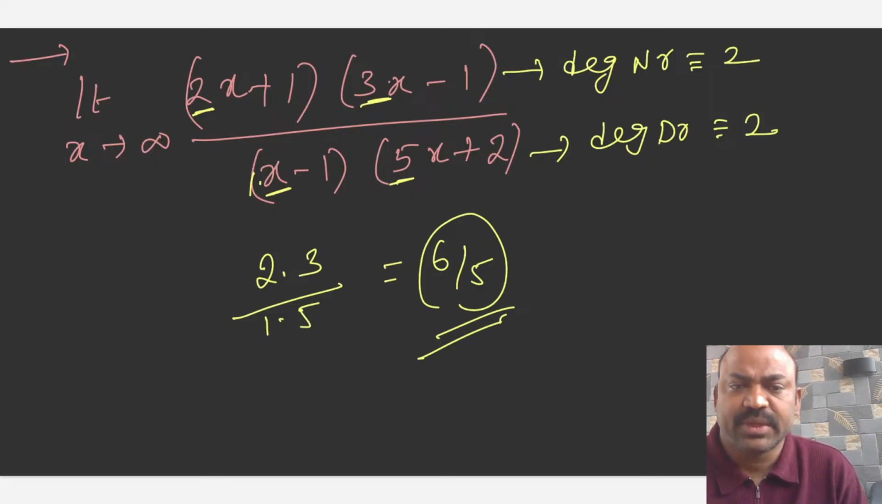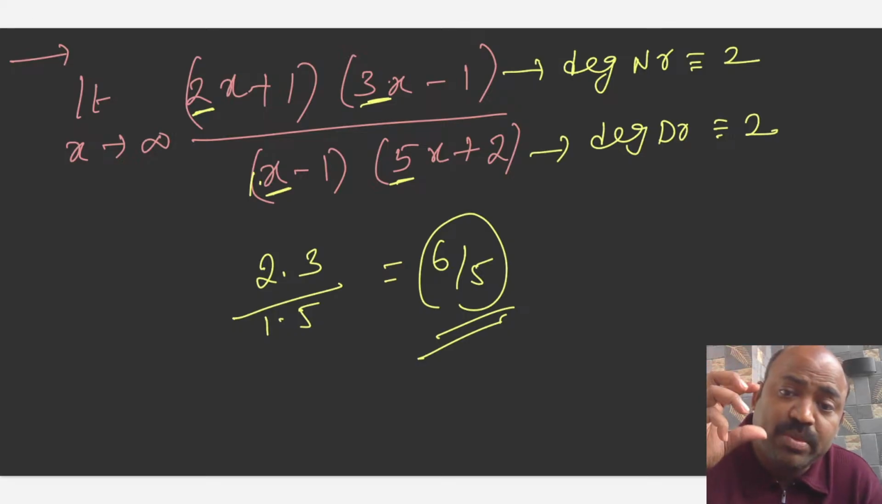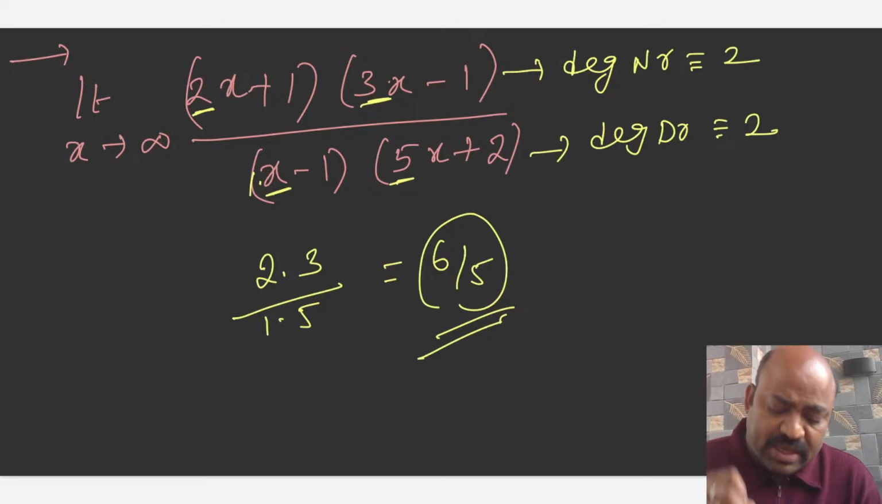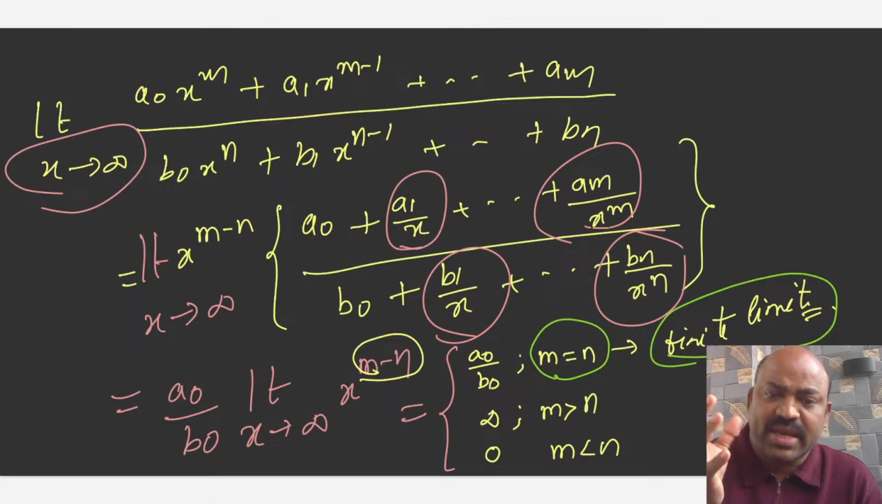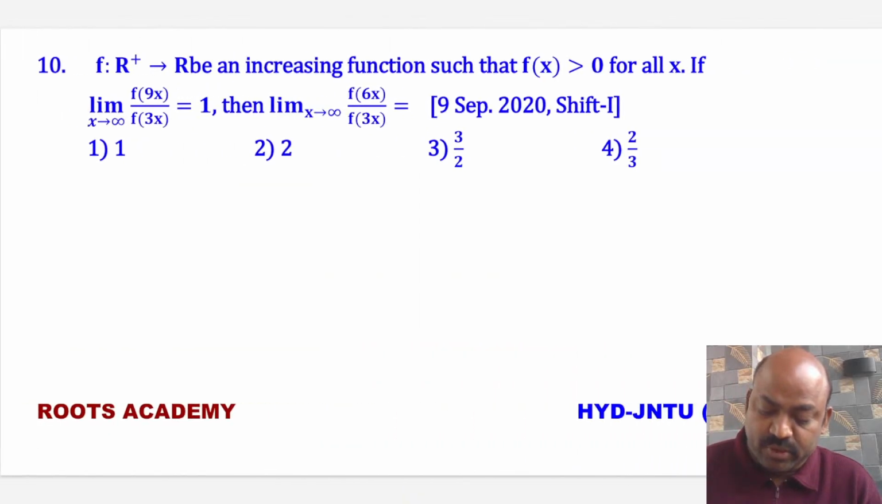Clear? Are you there? Those who are there in the YouTube live, following, able to understand, say yes if you are. Why? Because both numerator and denominator degree are the same. Then you'll get a finite value like A naught by B naught. A naught by B naught is the highest degree coefficients.